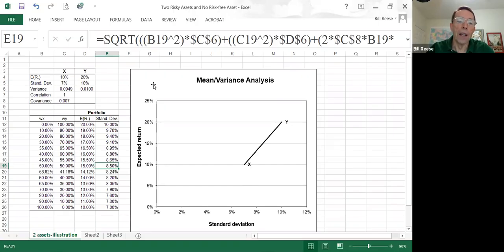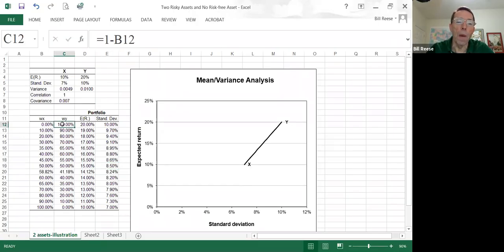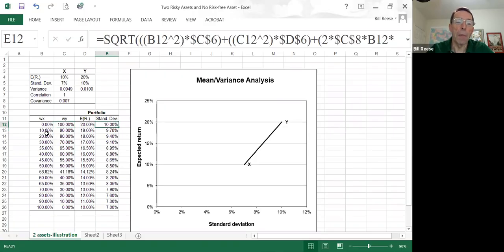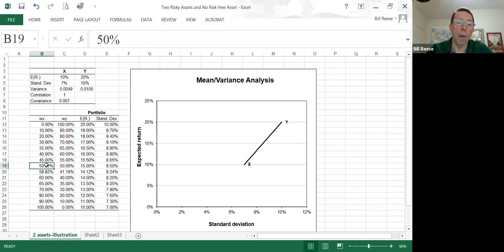So what we find, and we can take a look at this over here, if I put all my money on Y, then I'm of course going to be up here where I have an expected return of 20%, standard deviation of 10%. If I put, let's say, 50% of my money in X and 50% of my money in Y, I'm going to be right here where I've got an expected return of 15% and a standard deviation of 8.5%. And if I go down here where I put all my money into X, I have an expected return of 10% and a standard deviation of 7%. So this is plotting all this. Now, what you notice is it's a straight line.